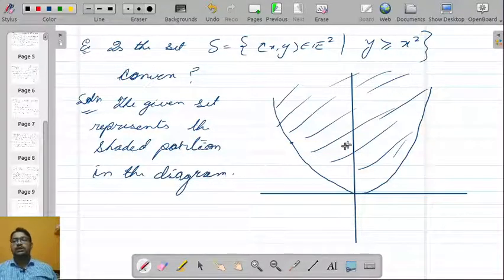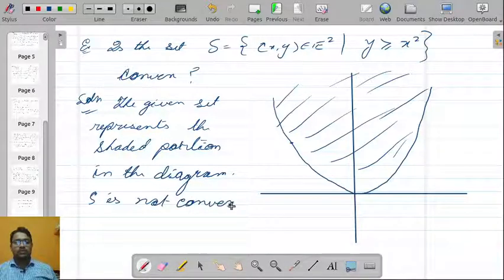Okay, but it is not convex. S is not convex. So what do I have to do? I have to find 2 points inside this set such that the line segment joining these 2 points doesn't lie entirely inside the set. Okay, is it a convex set or not? Okay, on this one.